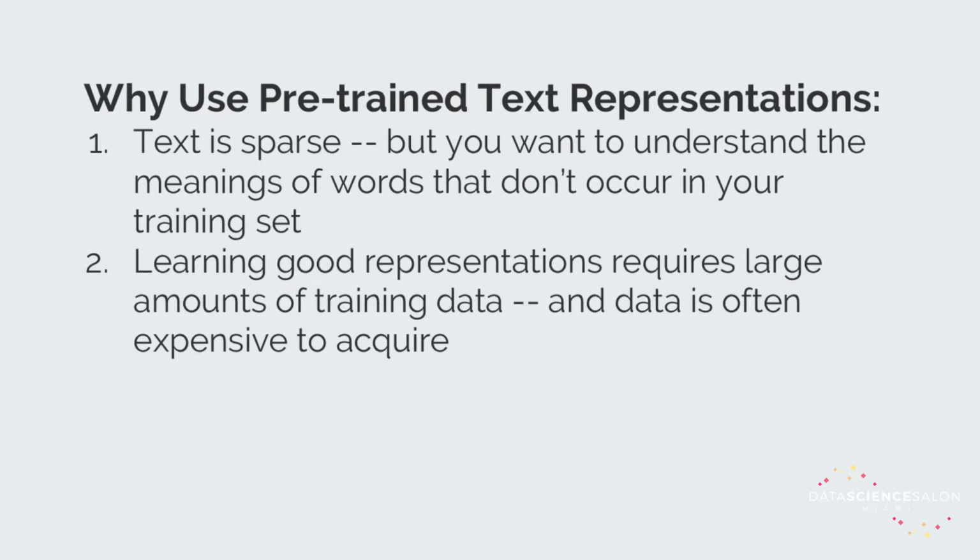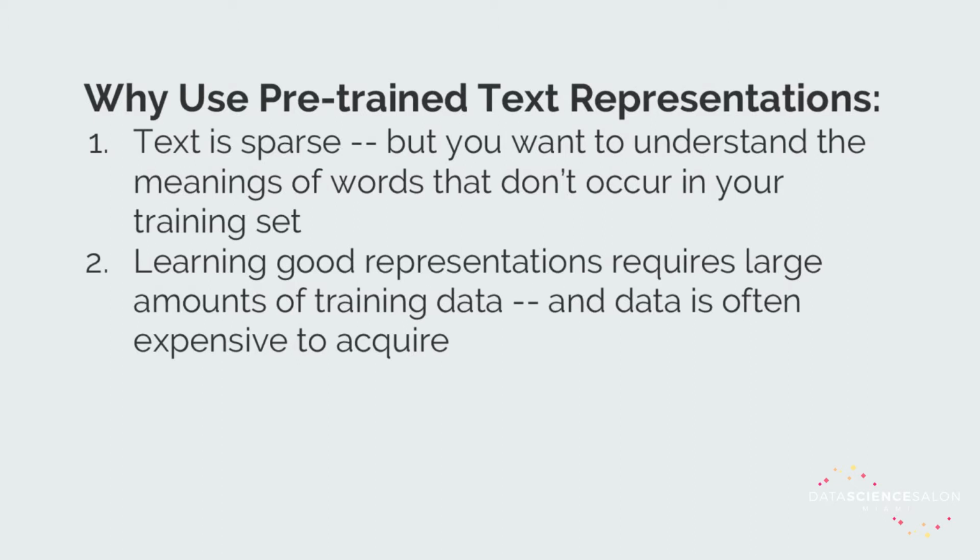You just have no idea whether or not this particular word is associated with a positive or a negative result. Secondly, learning good representations requires large amounts of training data, and data is expensive to acquire. So it'd be nice if we could have this already from the get-go when we go to solve a custom natural language processing task.